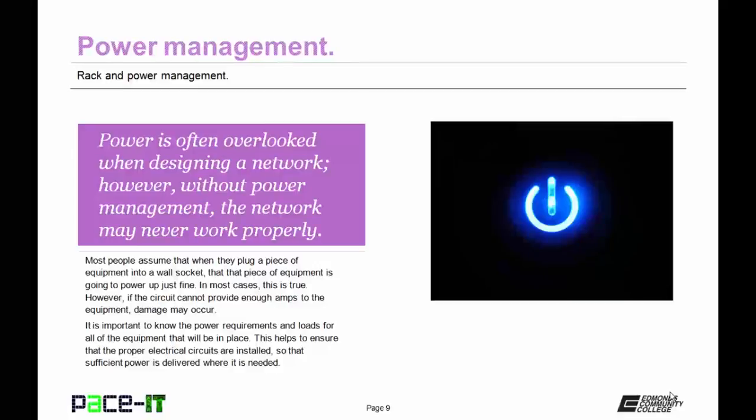However, if the circuit cannot provide enough amps to the equipment, damage may occur. It is important to know the power requirements and loads for all of the equipment that will be in place. This helps to ensure that the proper electrical circuits are installed so that sufficient power is delivered where it is needed, when it is needed.